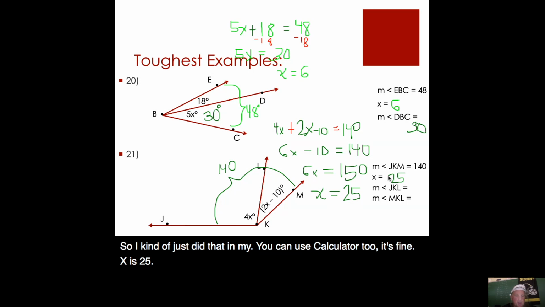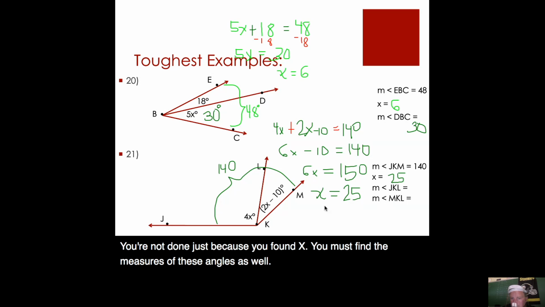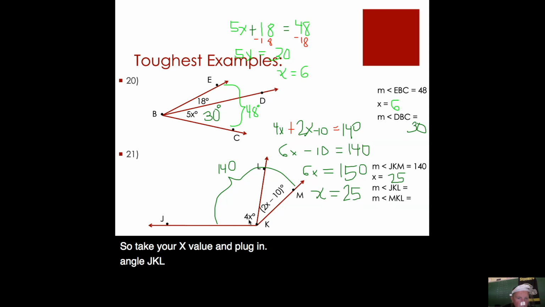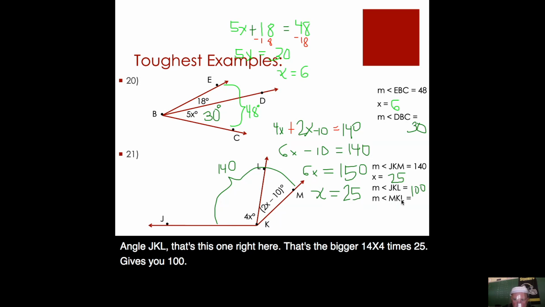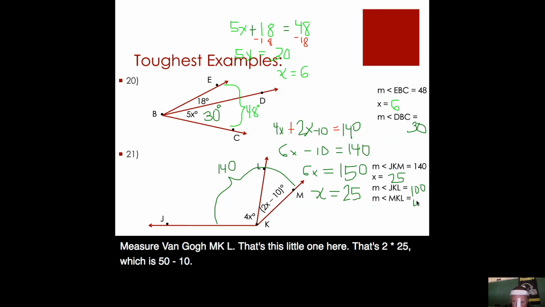You're not done just because you found x. You must find the measures of these angles as well. So take your x value and plug in. Angle JKL, that's this one right here. That's the bigger one, 4x. 4 times 25 gives you 100. Measure of angle MKL, that's this little one here. That's 2 times 25, which is 50, minus 10. It gives you 40.